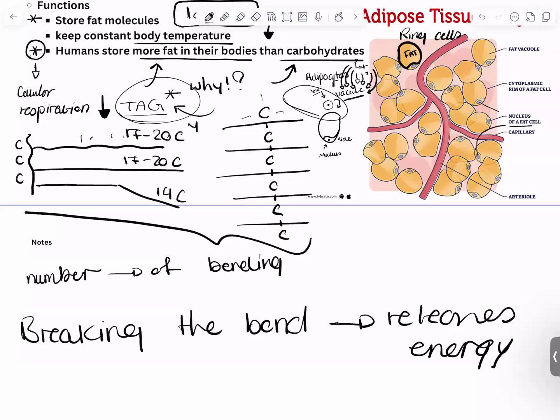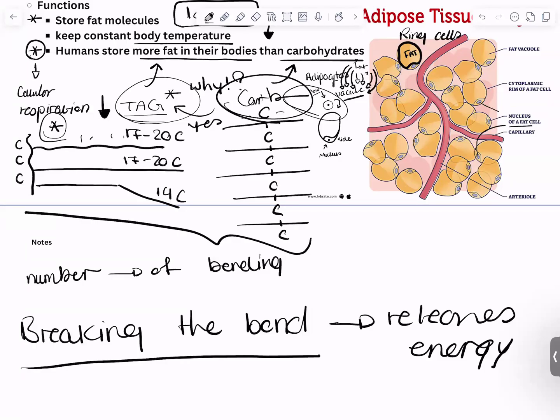The answer is yes. Why? Because I can break more bonds in the structure of triacylglycerol. So the chance of receiving energy from triacylglycerol is much higher than from carbohydrates. So the rate is higher. But still, carbohydrate is the main one due to some health issues with the fat molecules later. But remember, fat molecules can release more, but still glucose is the main.